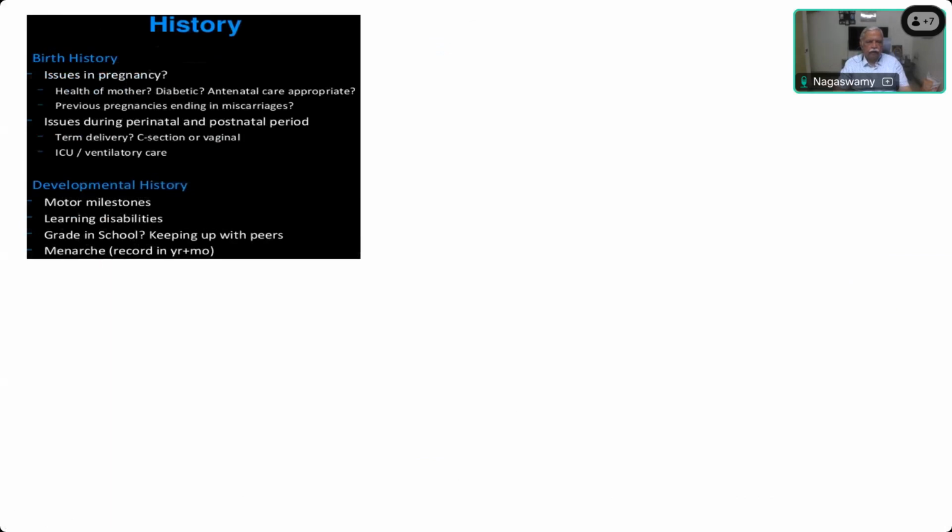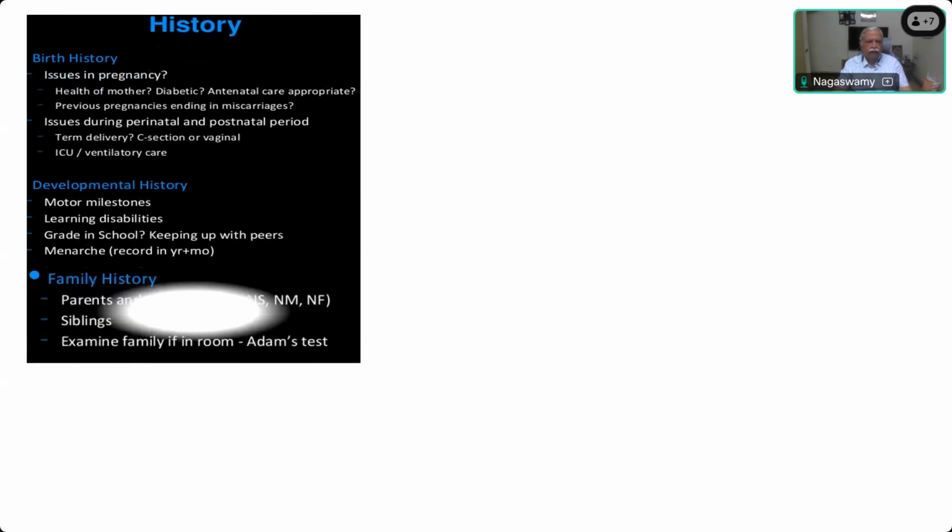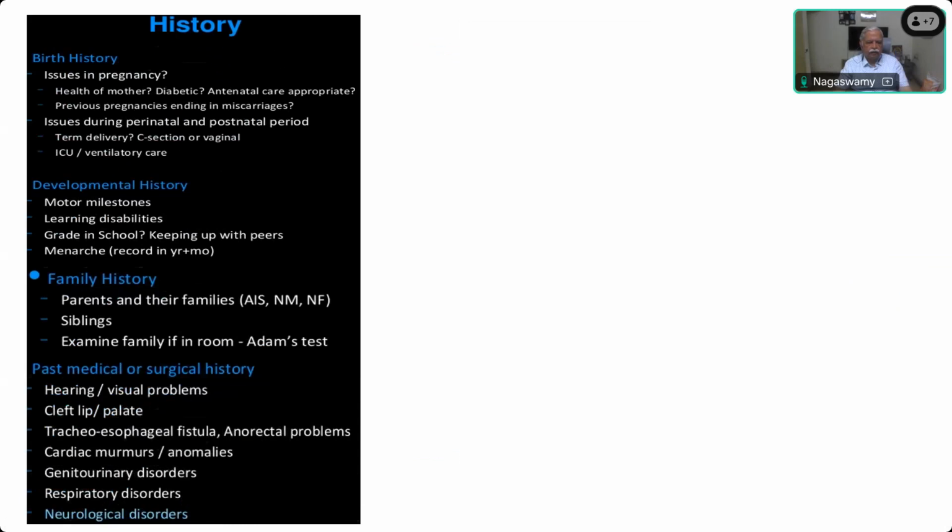So in history, you can ask for birth history, developmental history. That is all very important in infantile or the juvenile type of scoliosis. And motor milestones, learning abilities are all very important in juvenile type. Then you can ask for family history, whether anybody else in the family is suffering, and past medical or surgical history, and any associated anomalies like cleft lip palate, tracheoesophageal fistula, cardiac murmurs, genitourinary disorders.